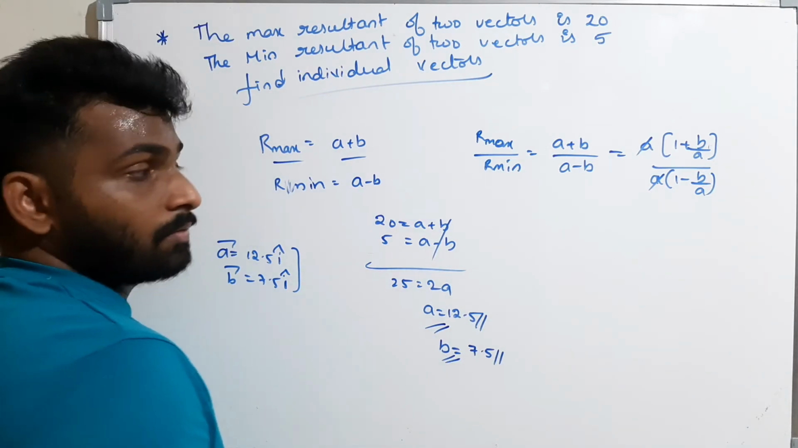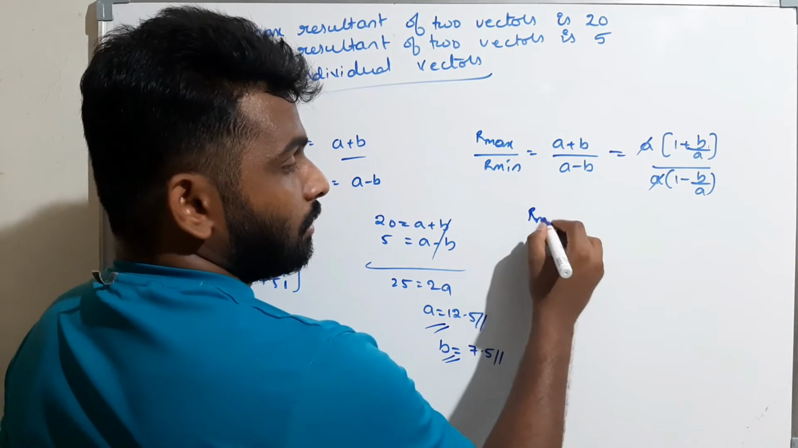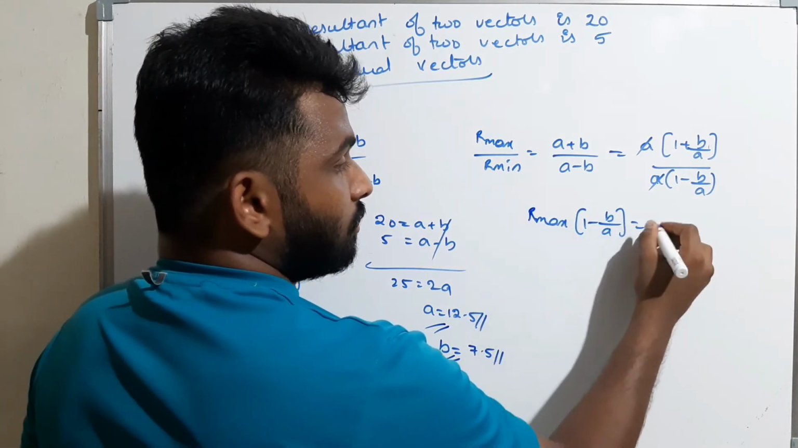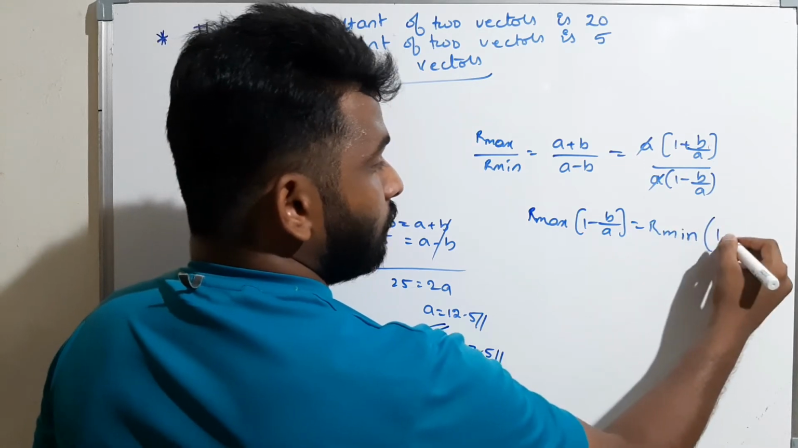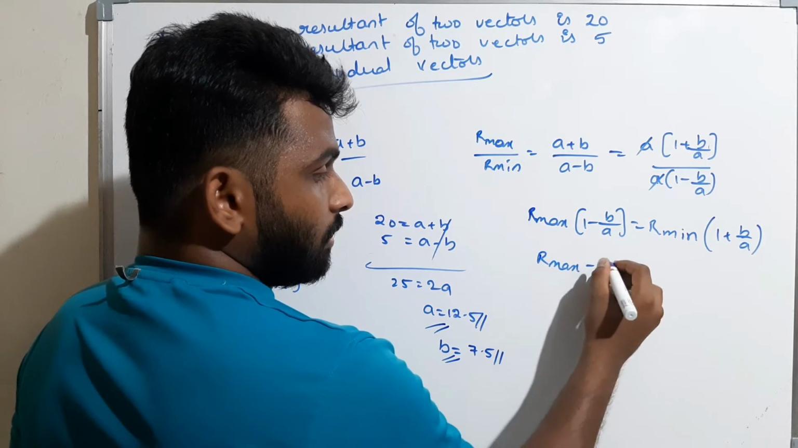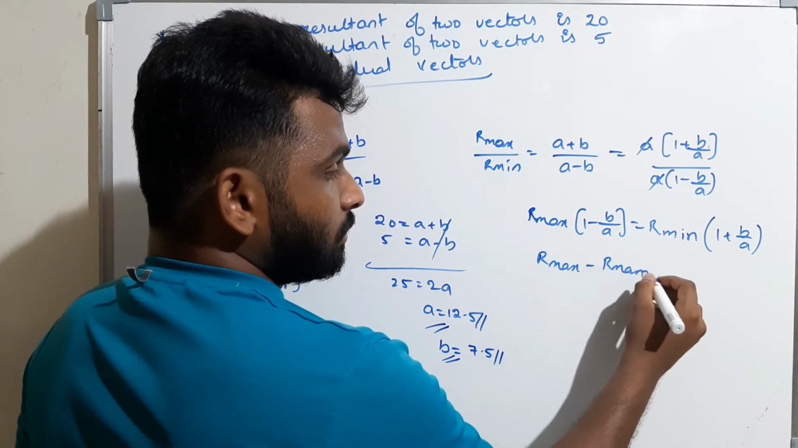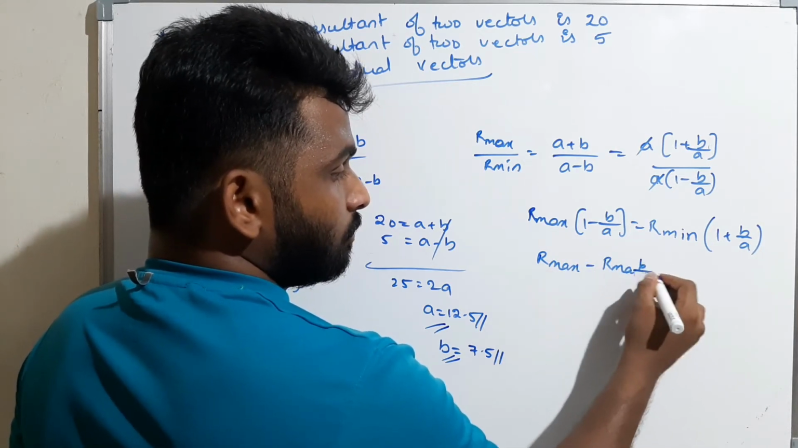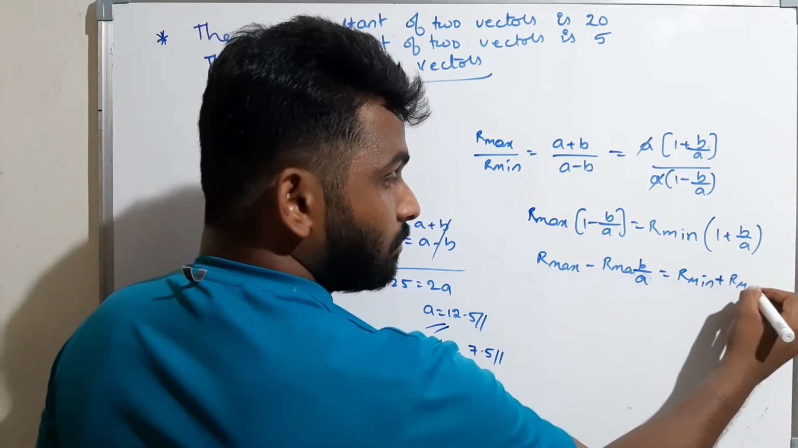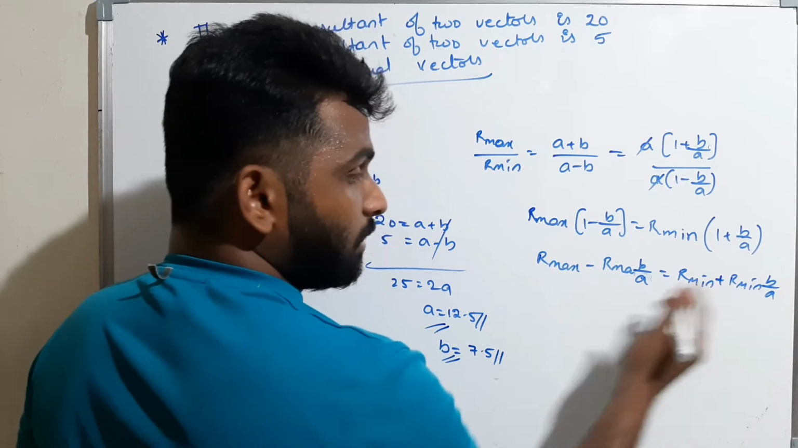A cancelled off. Now cross multiply. R maximum into (1 minus b by a) is equal to R minimum into (1 plus b by a). Therefore R maximum minus R maximum into b by a is equal to R minimum plus R minimum into b by a. Now take b by a common and send this on that side.